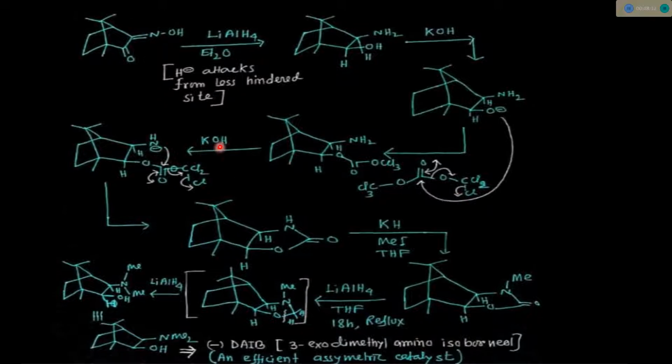Again KOH abstracts one hydrogen from the NH2 group. This N minus attacks this carbon. Again this bond will break and another molecule of phosgene along with a Cl minus will be released. So after that we are getting this kind of product. Now we are using KH. This will abstract hydrogen from this NH group and this minus will attack this MeI to form NMe.